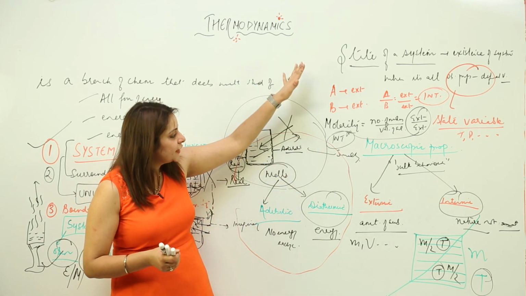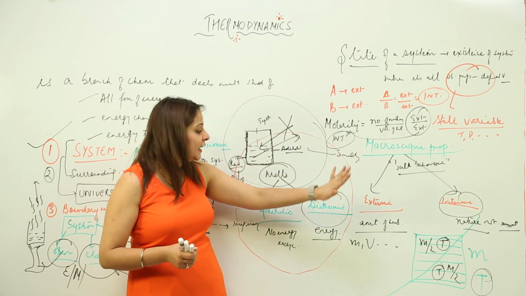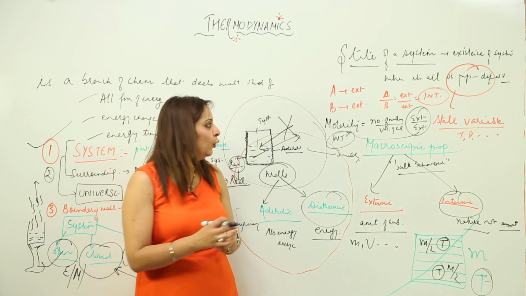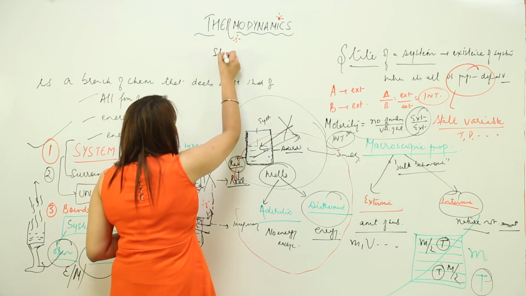So this is what we have: state of a system, macroscopic properties, extensive and intensive. We are now left with a few more definitions. One is state function.